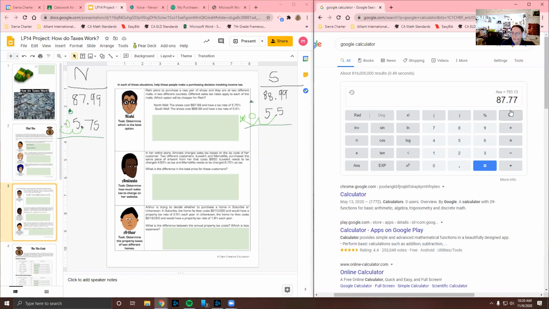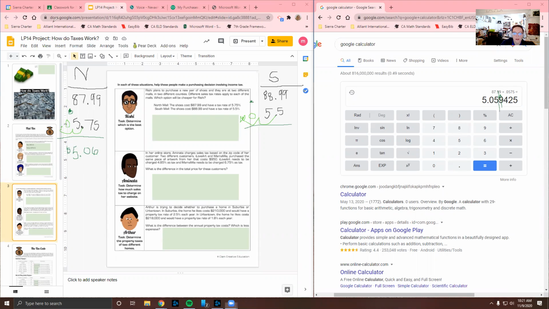87.99 times 0.0575. Now that's a big number. Don't forget to round 2 places. This says go up. So our tax here is $5.06, and we round up to 6 cents. Okay, do the same thing on this side.